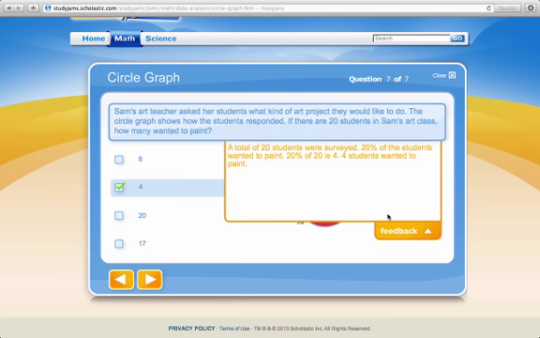A total of 20 students were surveyed. 20% of the students wanted to paint. 20% of 20 is 4. 4 students wanted to paint.